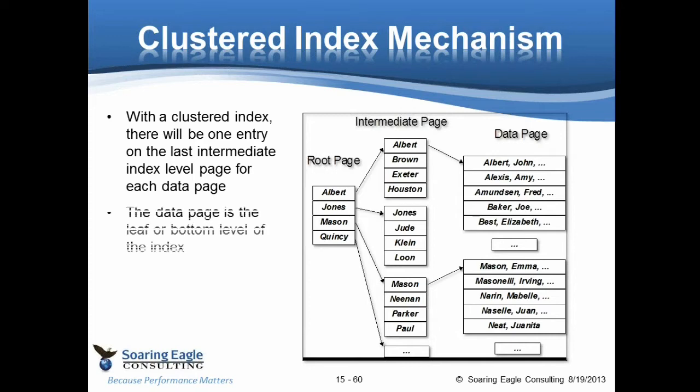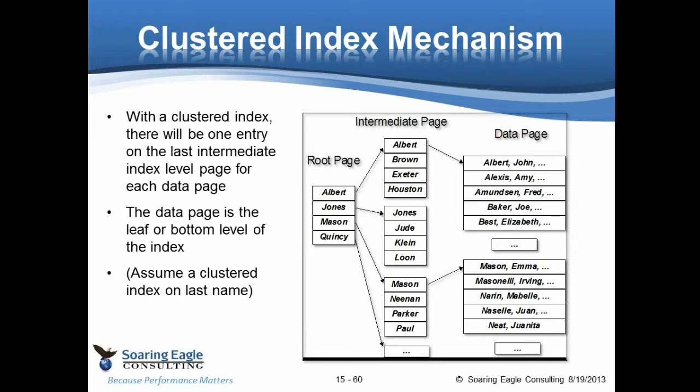This first picture depicts a clustered index on last name. First, let's talk about how the index structure is built. As we're looking at this, in this data page level, we are going to physically sort the data. So we are actually physically sorted here by last name.